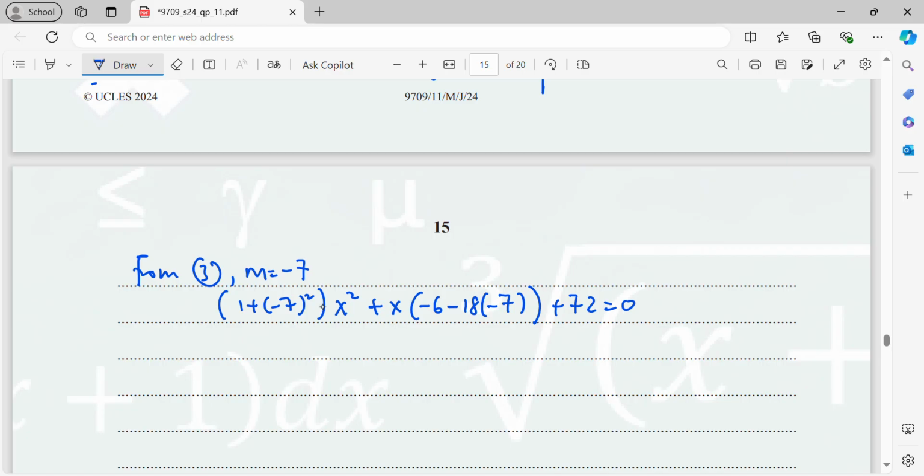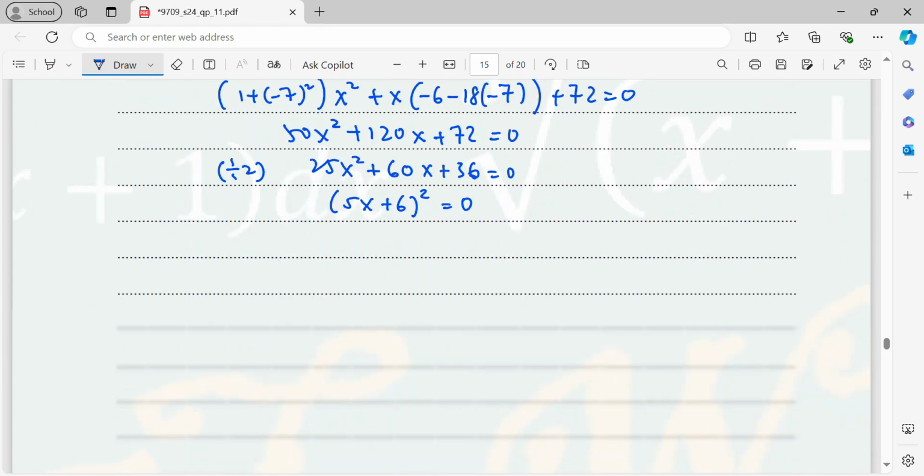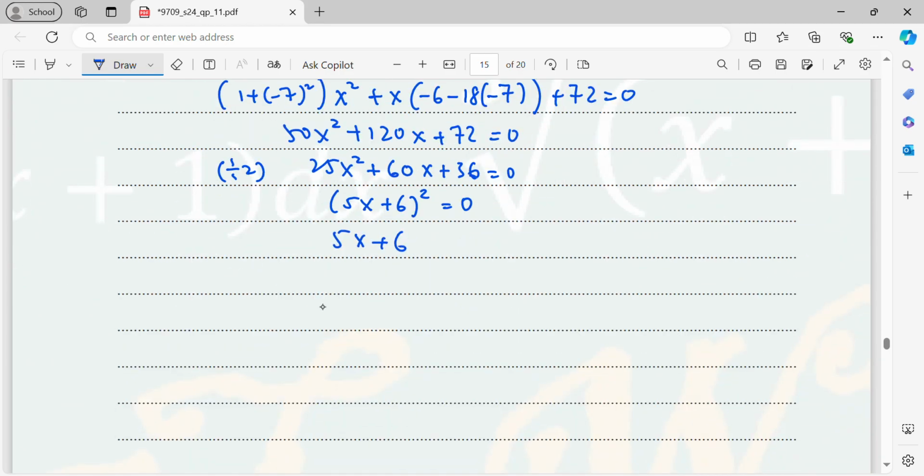Then from here, you will be getting 50x squared. The middle term is 120x. Then plus 72 equals 0. And this whole equation can be divided by 2 because it's a factor of 2. Then I will get 25x squared plus 60x plus 36 equals 0. This quadratic again can be factorized into 5x plus 6 squared equals 0. And then here, 5x plus 6 equals 0. That means my x will be minus 6 over 5.